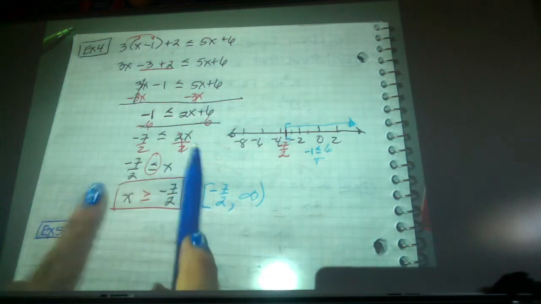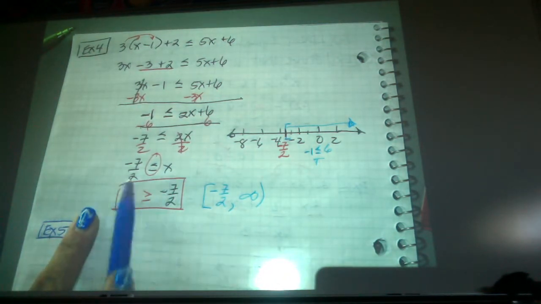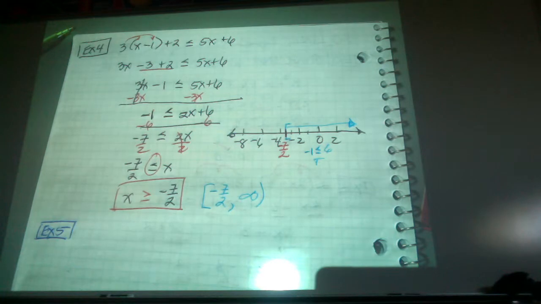No, I flipped the sign because I switched my x and my negative 7 halves. I switched them. So kind of like Vanna White on Wheel of Fortune, when you switch something and flip it, you have to flip the sign. Now, if I were flipping x equals 2, and I flip the 2 and the x, when I flip an equal sign, it still looks the same. You just didn't realize you were actually flipping the equal sign too. So the only other time that you flip an inequality is if you reverse the left and right side. All right, so example 5.